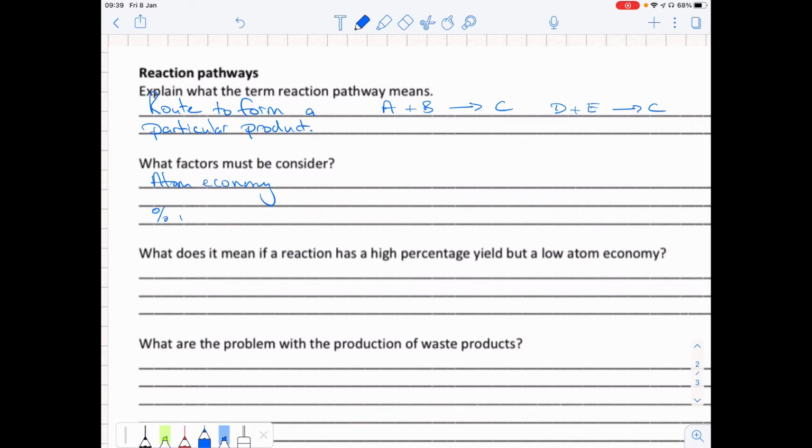The next factor we look at is the percentage yield, which you have had a go at calculating. And again, that looks at trying to maximize the amount of reactants that end up in the useful product, which then reduces waste. That links in with using our resources wisely, so we're not wasting those resources as well.